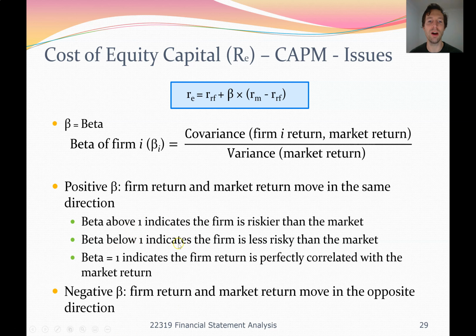And with a beta below 1, you're less risky than the market. You don't go up as much when the market goes up, and you don't go down as much when the market goes down. Negative beta firms are a bit rarer, but they're negatively correlated with the market. Your stock price goes in the opposite direction to the broader market.